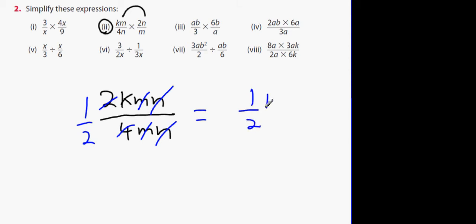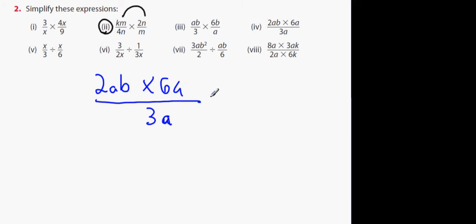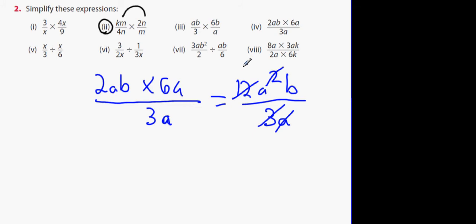Let's try another one. Next one is 2ab multiplied by 6a, divided by 3a. Multiplying it out, we're going to get 12. How many a's do we have? On the top, 2 a's, which is a squared when you multiply them, then b, divided by 3a. What happens when we divide a into a squared? a. 3 into 12? 4. The answer is 4ab. Okay, let's try another one.